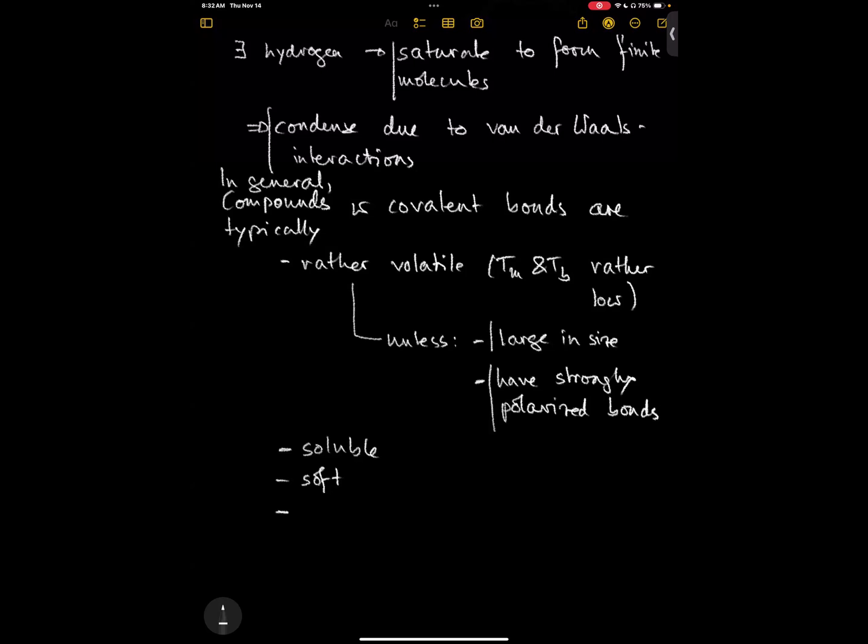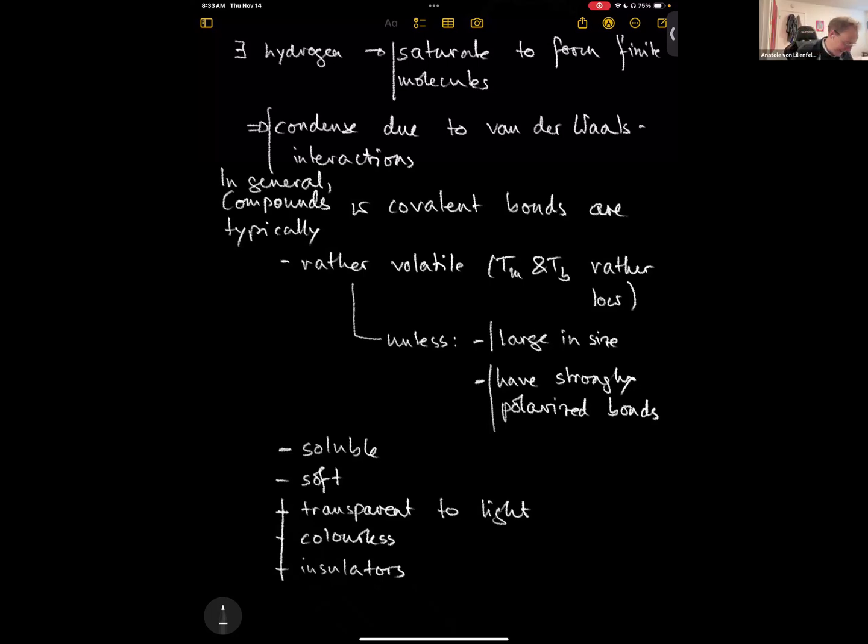They are also typically transparent to light, meaning the electrons are so deep in the potential that their excitation would require frequencies higher than what we have in the visual light spectrum. They are typically colorless and insulators. So all these are related to each other to where the electrons sit in the potential.